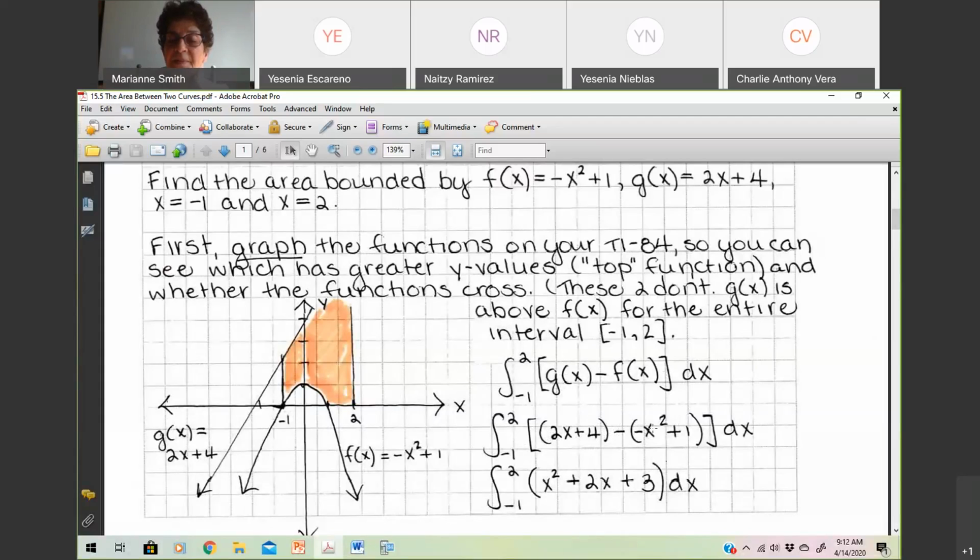I'm distributing my negative sign. So I'm going to wind up with minus a negative x squared. Down here, that gives me a plus x squared and minus 1. The 4 from the upper curve minus 1 gives me a 3 down here. And there's no x terms in the second curve, so the 2x from the first curve just comes down here. So I've done the algebra of distributing my minus sign, and now here is the new function that I'm going to be finding the area of.